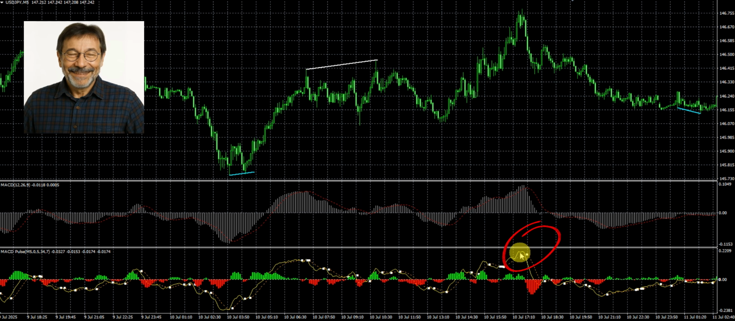Sell signal. The MACD crosses the signal line downward. The market shows signs of reversal. The histogram turns red. Pressure from sellers is increasing. A bright dot appears, helping you spot the move.